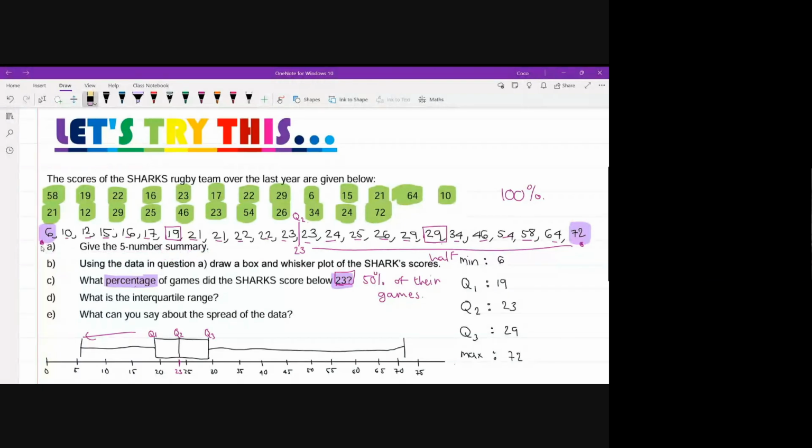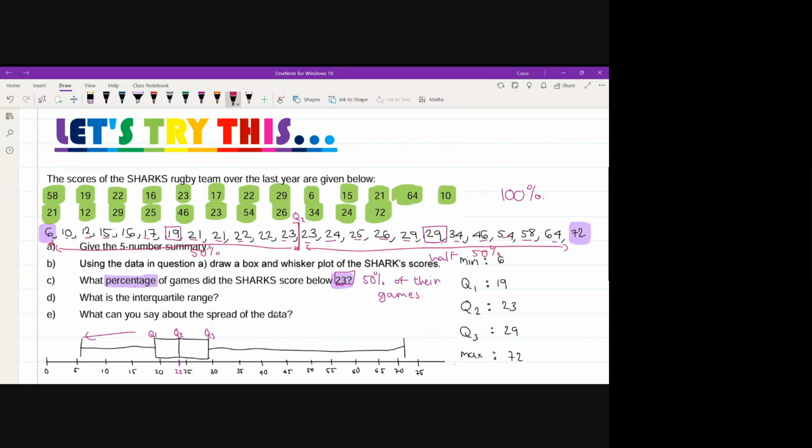Good. So what is the middle number? Which number splits my data in half? 23. Correct. 23 splits my data in half. So we could almost say that this is the bottom half of the data, and this is the top half of the data. Agreed? So in percentage, what would this part of my data be? How much percent? 50%. Good. This would be 50%. And the top half would also be 50%, right?